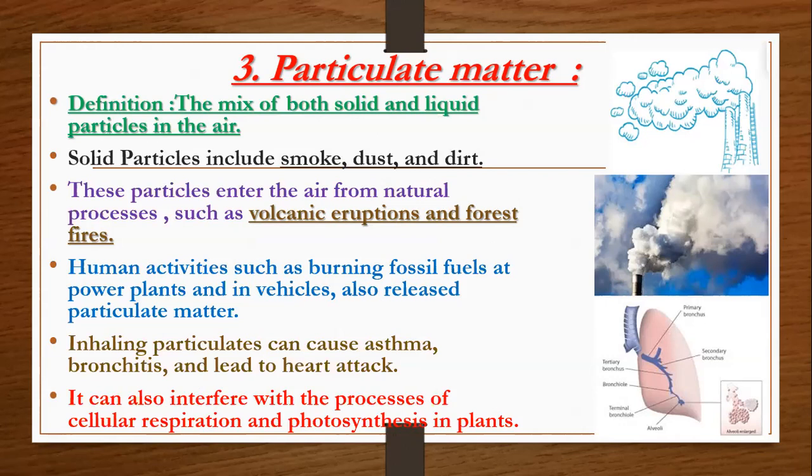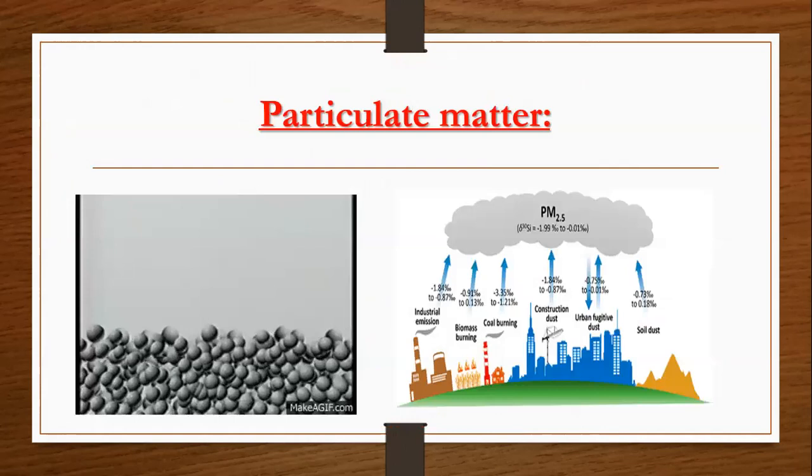What else? Not only humans, it will also interfere with the two main processes in plants, which are photosynthesis for making food and cellular respiration for breathing. They want oxygen to breathe, and they go through photosynthesis to make food. So these particles will interfere with the two normal processes of the plant.